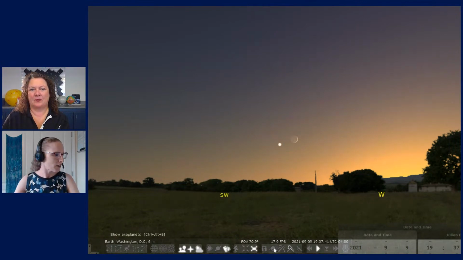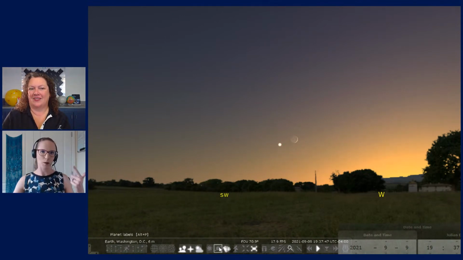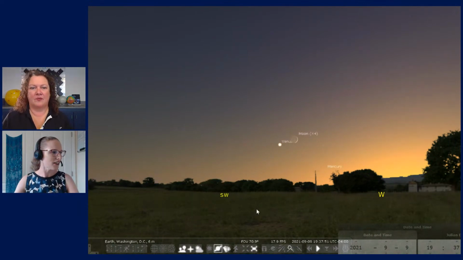And I will throw on the label. Someone thinks it's Venus. All right. So we've got Venus, Jupiter, and Saturn. All excellent guesses. Well, big reveal. That would be Venus.